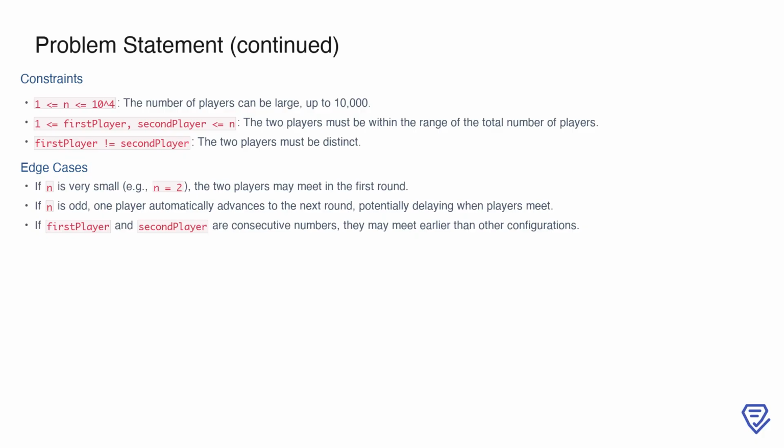The problem comes with several constraints and edge cases to consider. First, the number of players n can be as large as 10,000, which means our solution needs to handle large inputs efficiently. Both first player and second player must fall within the range of the total players, and they must be distinct. Edge cases include scenarios where n is very small, such as 2, where the two players might meet in the first round. If n is odd, one player automatically advances, which could delay certain matchups. Additionally, if first player and second player are consecutive numbers, they might meet earlier than in other configurations. These considerations will guide the design of an efficient solution to the problem.